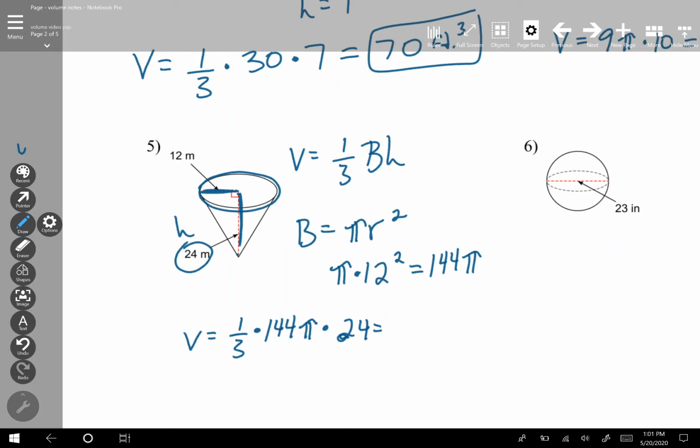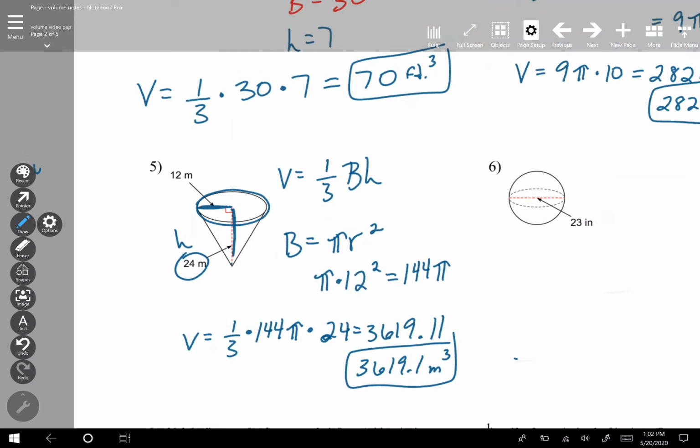So just plug this into the calculator. Again, I do 1 divided by 3 times 144 times the pi symbol times 24. So 1 divided by 3 times 144 times pi times 24. Press enter, and you get 3,619.11. So again, I'm just going to leave this first one the same. So 3,619.1. And that would be meters cubed.